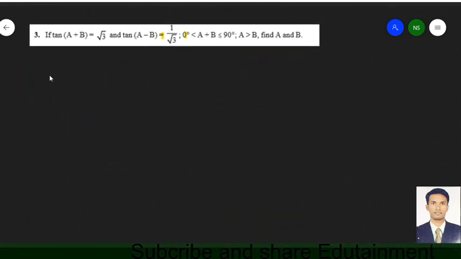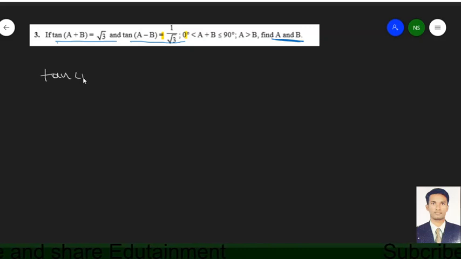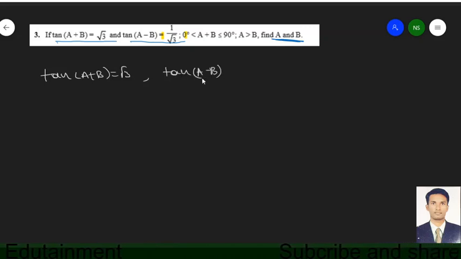Yeah, they have given two statements. One is tan a plus b is equals to root 3, another one is tan a minus b is equals to 1 by root 3. Then find out the value of a and b. Okay, let us copy the statements here. Tan a plus b, which is equals to root 3, tan a minus b, which is equals to 1 by root 3.